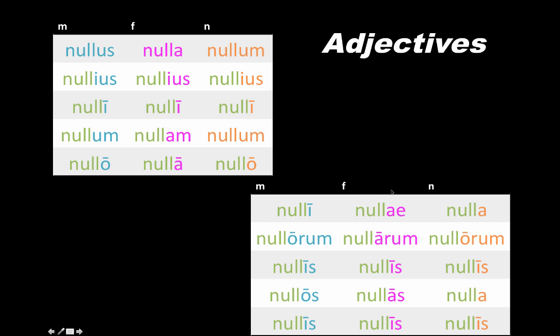Here we're going to take a look at nullus, which means no, none. Us, ius, e, o. Everything's the same except for the ius and the i. Plurals all the same from what we've already learned this year.